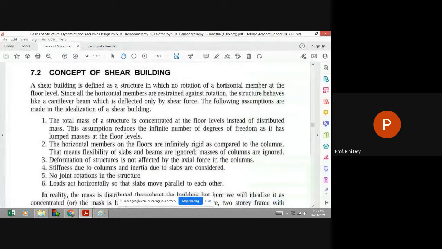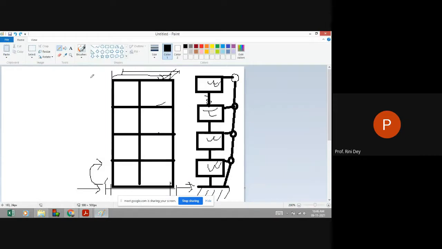The next is that the deformation of structures is not affected by the axial force in the columns. Stiffness due to columns and inertia due to slabs are considered. There is no joint rotation in the structure. Loads act horizontally so that slabs move parallel to each other. So the load will act horizontally, and all the floors and roof will tend to move parallel to each other.